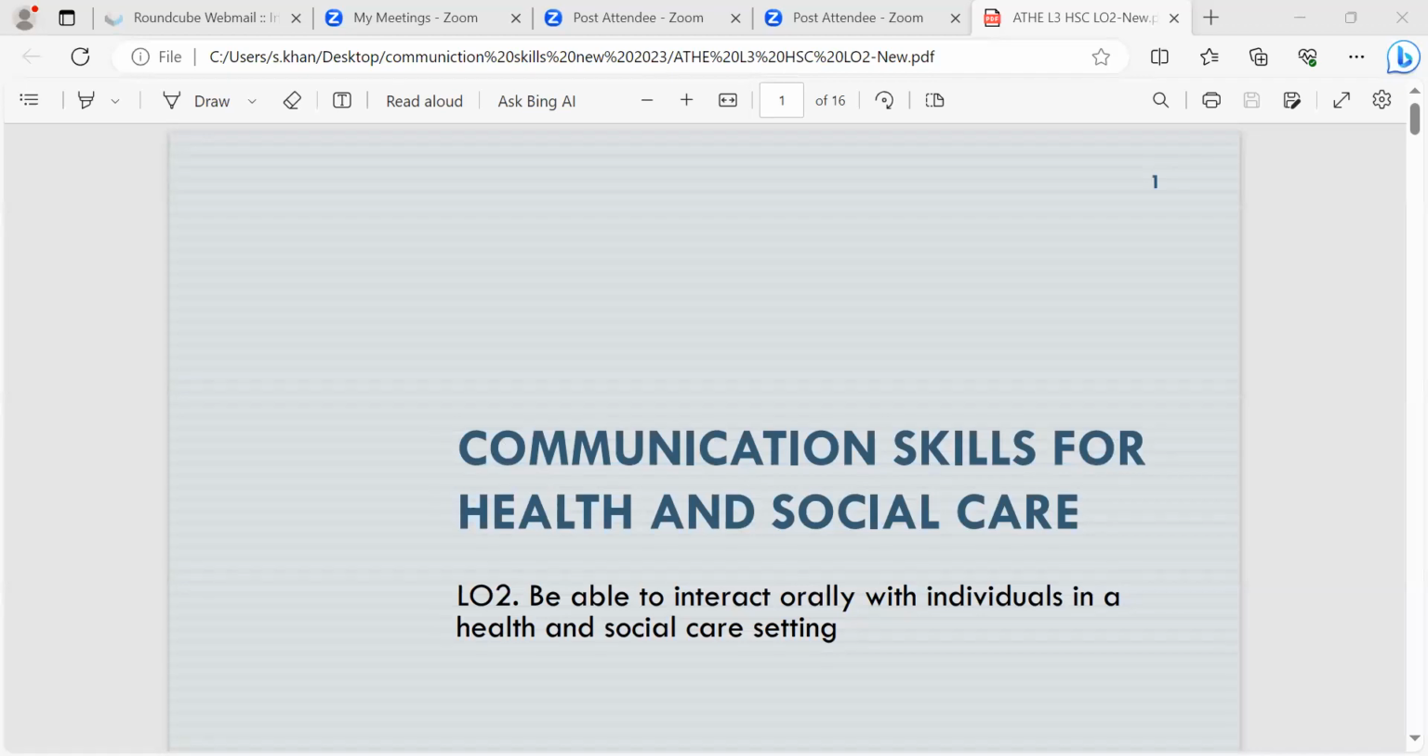Can you see the slides? Yeah, I can see the slides. Yes, I can see. Okay, sorry? Yeah, I can see.